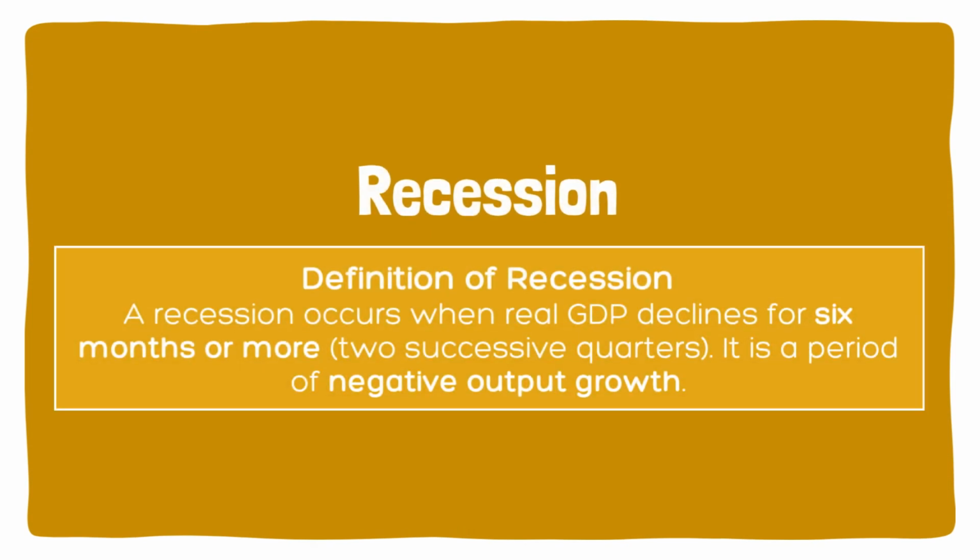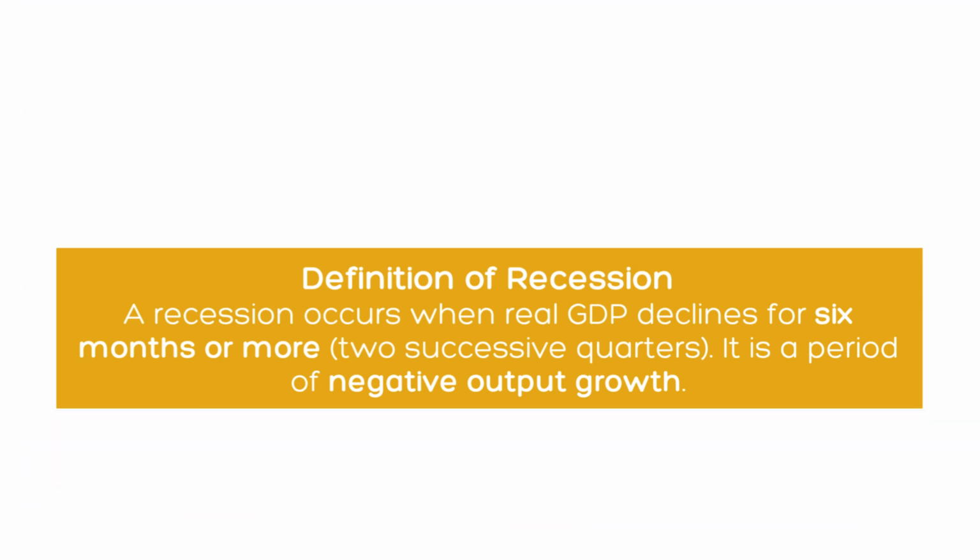Sometimes economies experience the opposite of growth, which is known as a recession. A recession occurs when real GDP falls for 6 months or more, which is equal to 2 consecutive quarters of declining output. During a recession, fewer goods and services are produced than before.